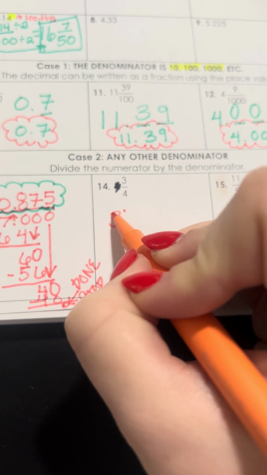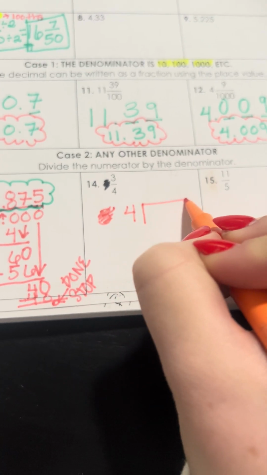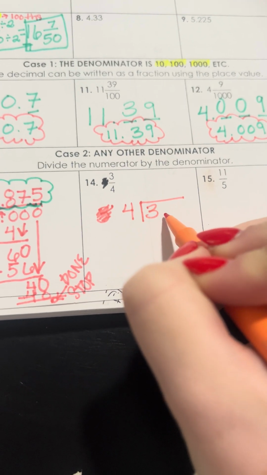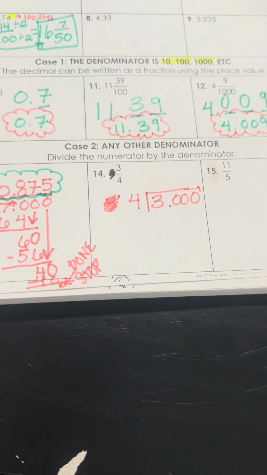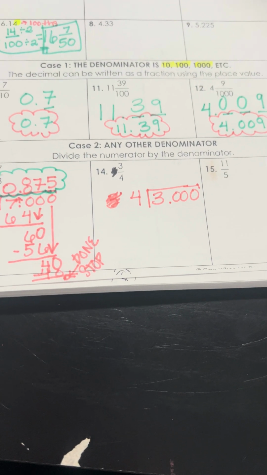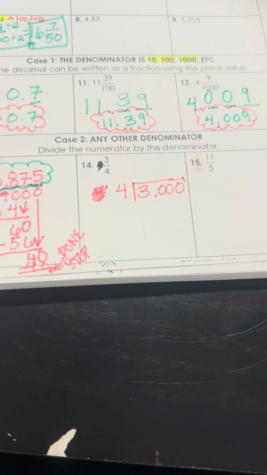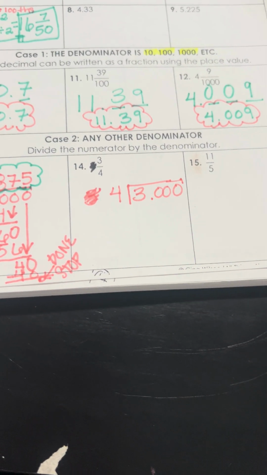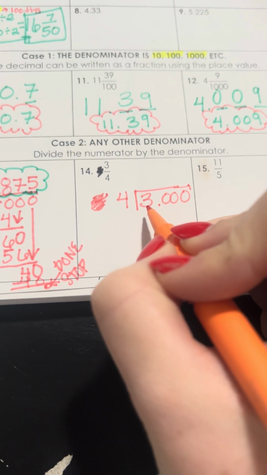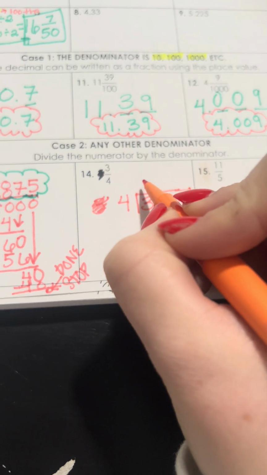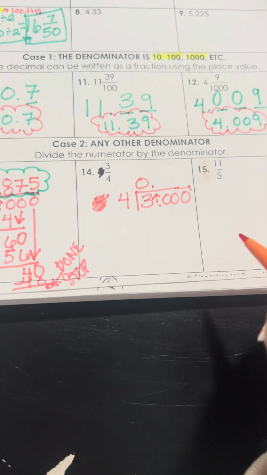Oh, Miss Dustin messed up. 4 on the outside with the 3 on the inside, a decimal, and 3 zeros. Okay? You want your denominator on the outside. We're going to ask ourselves, how many times does 4 go into 3? It doesn't, so we put a 0, and we bring our decimal up.